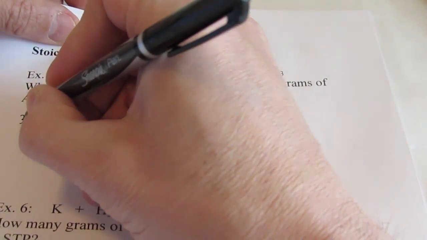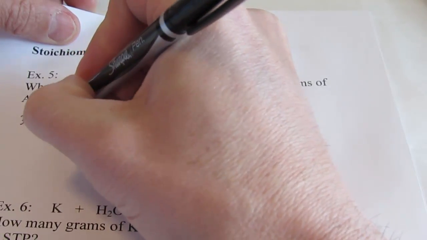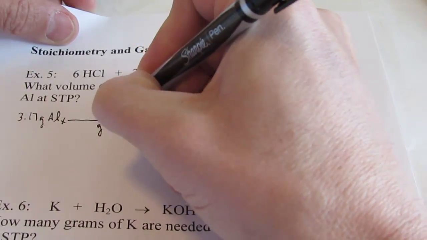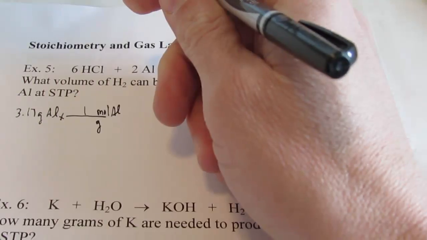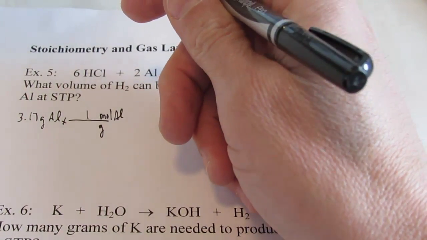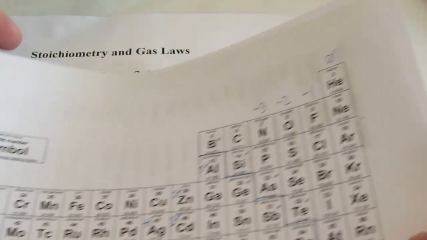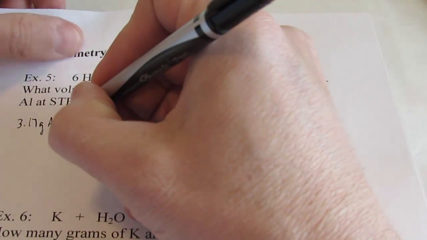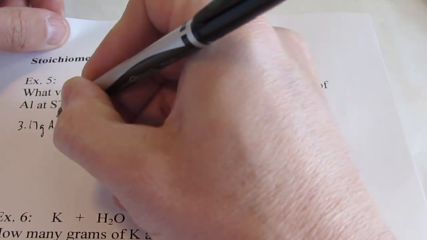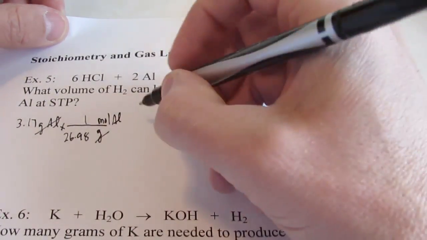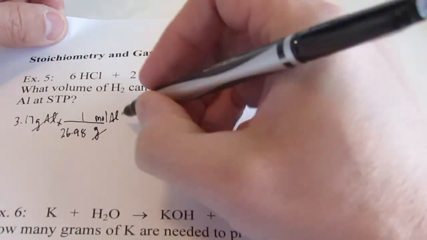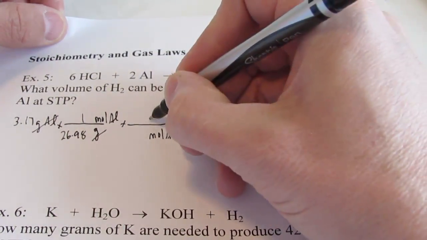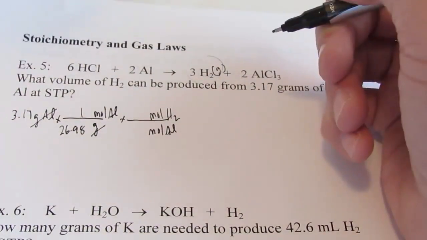We have 3.17 grams of aluminum. And so, of course, we need to go from grams to moles. So remember, once we have our balanced equation, we go from grams to moles. That's sort of what we've been doing in our other stoichiometry problems. And aluminum has an atomic mass of 26.98 grams per mole. All right, so that gets me out of grams of aluminum into moles of aluminum. And I want to find out about hydrogen gas. So let's put moles of aluminum on the bottom to get rid of it. Put moles of hydrogen gas on top. That's what we want to get into.